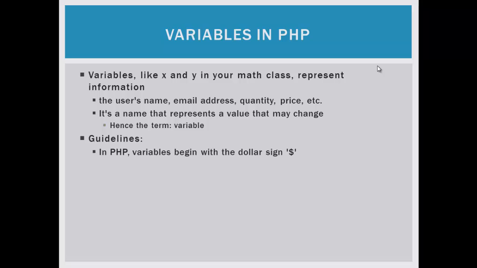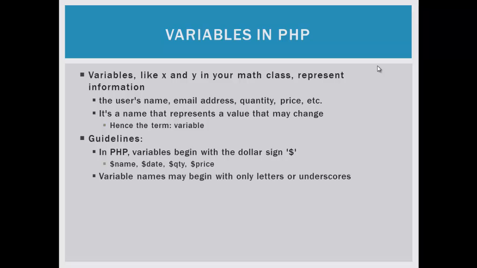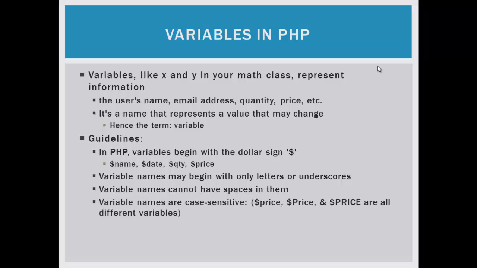Okay, some guidelines on variables. In PHP, variables begin with the $ sign. Things like $name, $date, $quantity, $price. Variable names must begin with only a letter or an underscore as far as the first character goes. Variable names, you cannot have spaces in them. Okay, we're not allowed to do that. Variable names are case sensitive, so $price and $Price are all different variables. Each one is unique because we capitalize differently when we do the characters.